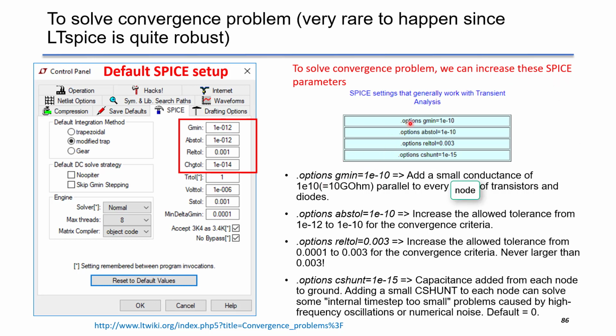First is the Gmin, which is a small conductance that is parallel to every node of transistors and diodes. The second one is to increase the allowed absolute tolerance. The third one is to increase the allowed relative tolerance. The last one is to add a very small capacitance from each node to ground. These 4 parameters can be adjusted to solve the transient simulation problem.